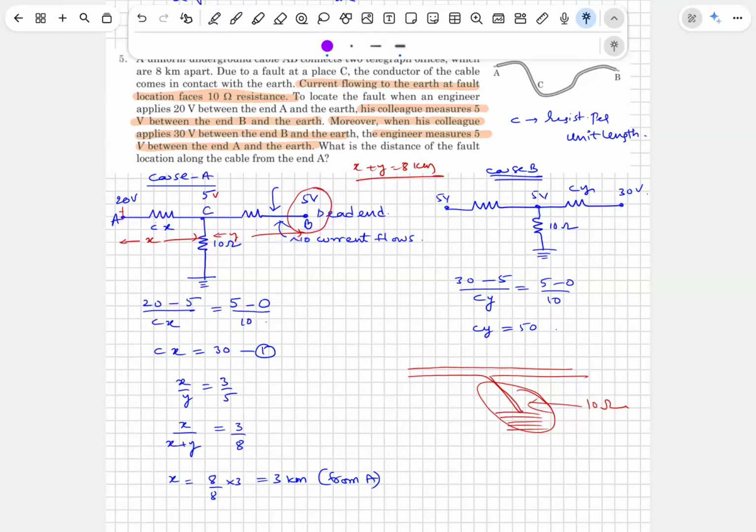Now, to study, they are giving voltage here. They are not giving anything here. Yes, this acts as a dead end when this is in operation.